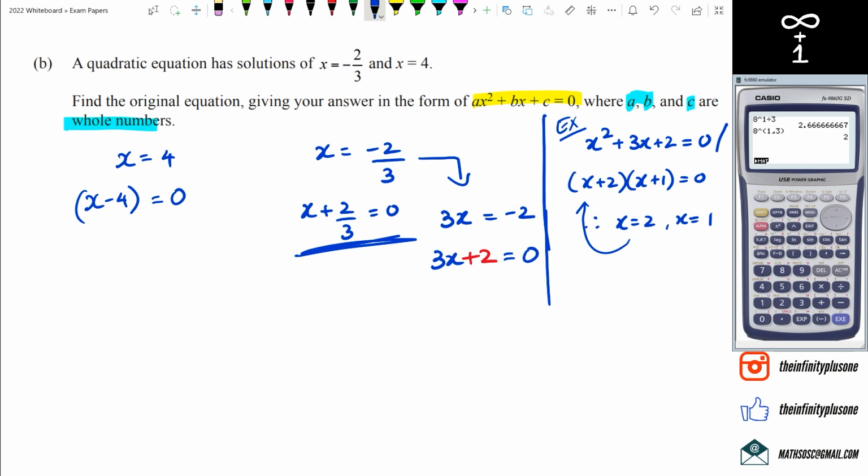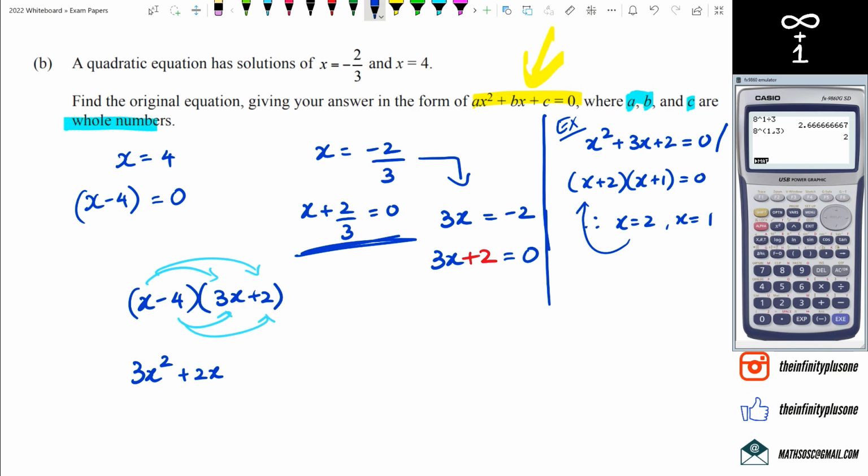What we have right now is two factors. Our first factor is x minus 4, and our second factor is 3x plus 2. We need to give the answer in the ax squared plus bx plus c format, so we have to expand the brackets and simplify. We get 3x squared plus 2x minus 12x minus 8. Putting it all together, we get 3x squared minus 10x minus 8. So that's the original equation that we have.